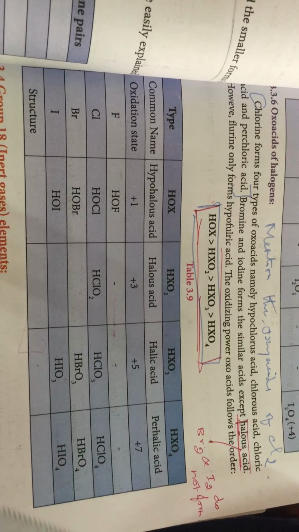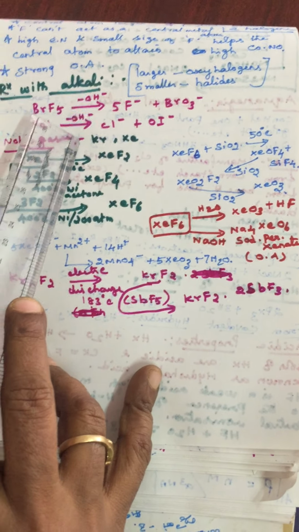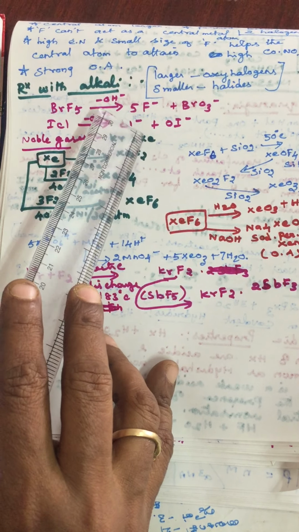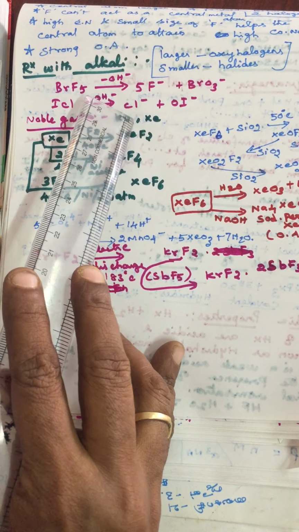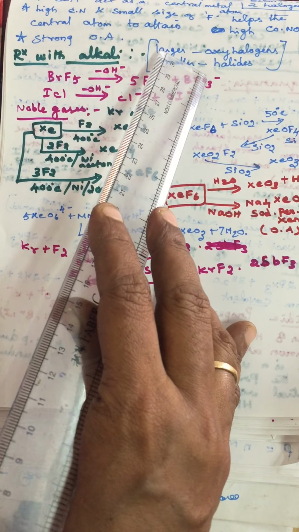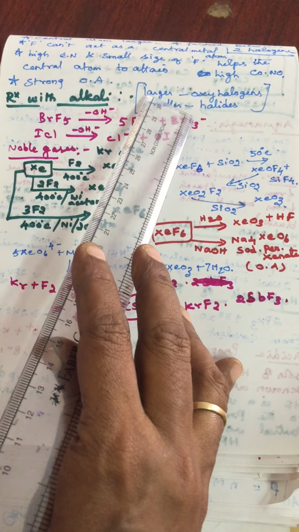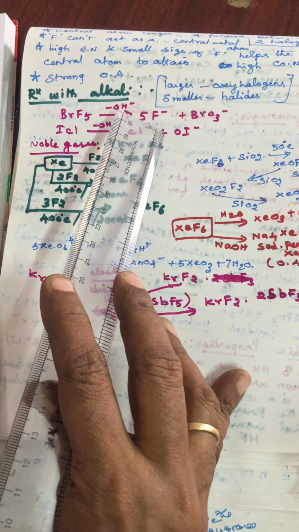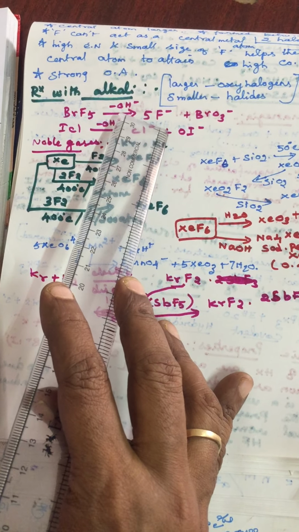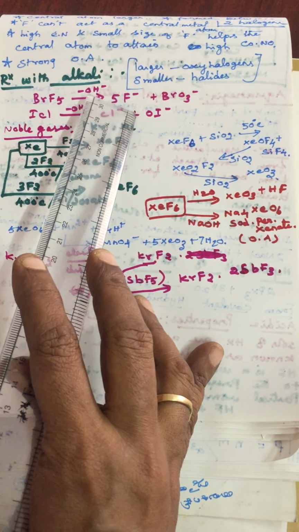Okay, now let us see the reactions, how the interhalogen compounds react with alkali. When interhalogen compounds react with an alkali, the larger halogen converts into oxyhalogens, and the smaller one converts into halides. This is the basic principle involved in this reaction. The larger halogen converts into oxyhalogens, and the smaller one converts into halides.